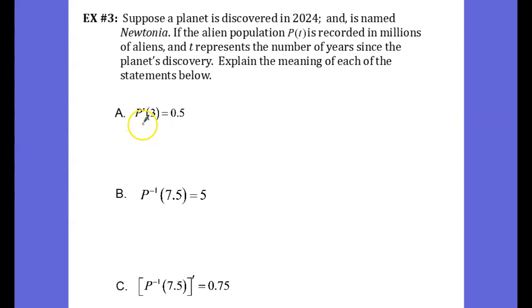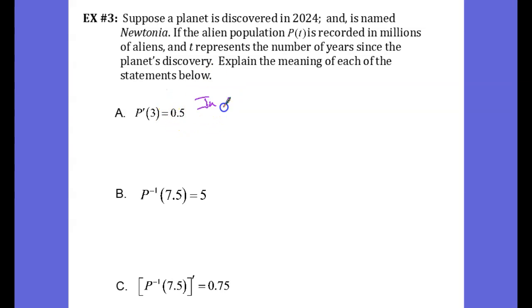P is a population and P is a function of t, so 3 must represent the time, t, in years. So this would be 3 years since the planet was discovered. P prime is a rate of change in population as a function of time. And so this tells us that the rate of change in population 3 years after the planet was discovered is equal to 0.5. Now, what are the units for population? Millions of aliens. So this would be 0.5 million.